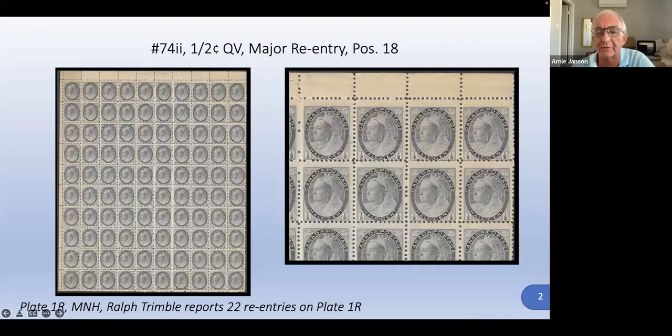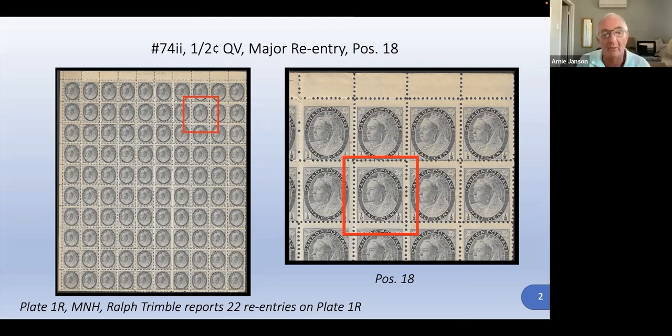Position 18 is there on the sheet, on the pane. It's fairly rare to have a complete pane, and it looks like it should be expensive for mint collectors. Well, they weren't too interested in it because it's missing some selvage on the right side and the bottom. But I got it at, I thought, a very reasonable price because it shows the varieties.